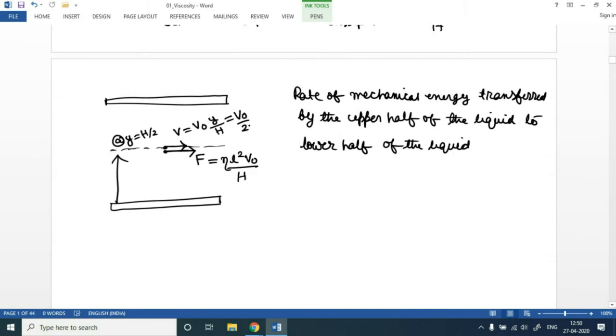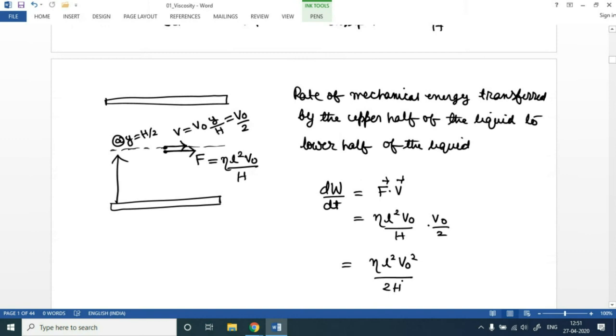So this term will get converted into V naught by 2. So here, if we want to find out the rate of mechanical work, or simply dW by dt, that is again going to be F dot V, and the angle between them, as you can see, is 0 degrees. So this will be simply F times V. F obviously is eta L square V naught by H, and V is V naught by 2. So what we are getting over here is eta L square V naught square by 2H. And that is a very, very important problem you must see.